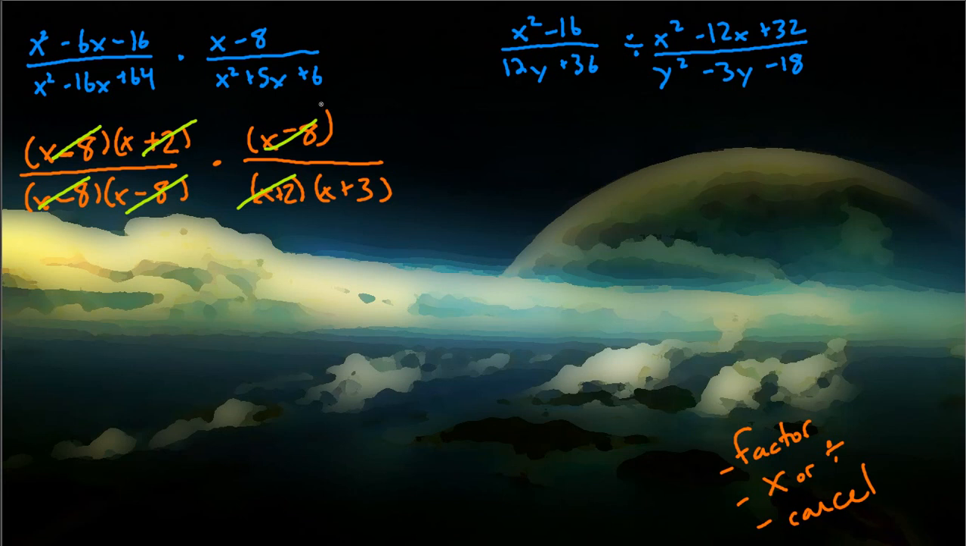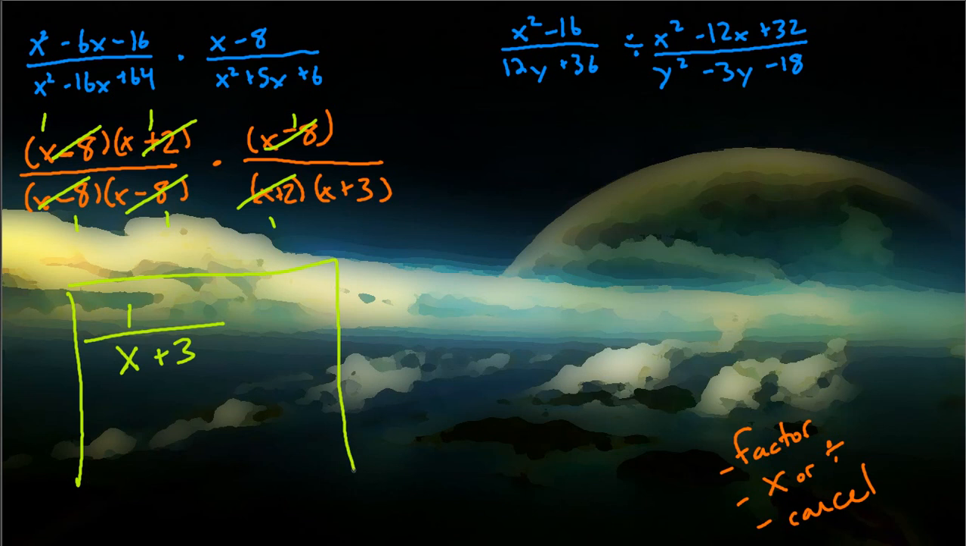Now, in the numerator is not a 0. Each time I cancel these, I actually get 1s. I'm just shorthanding and not actually writing them. So in the numerator, I have 1. And in the denominator, I have x plus 3.